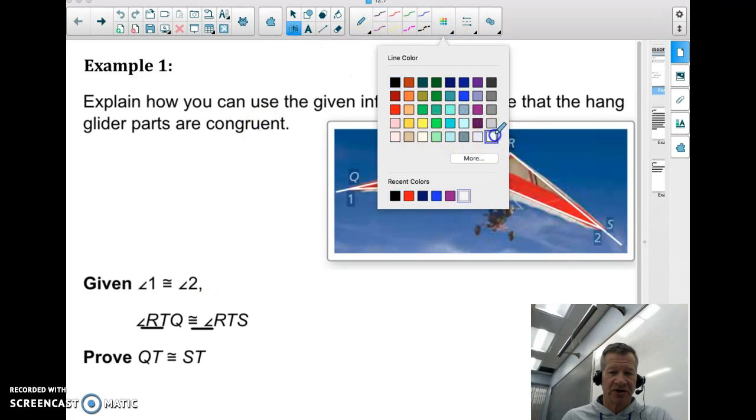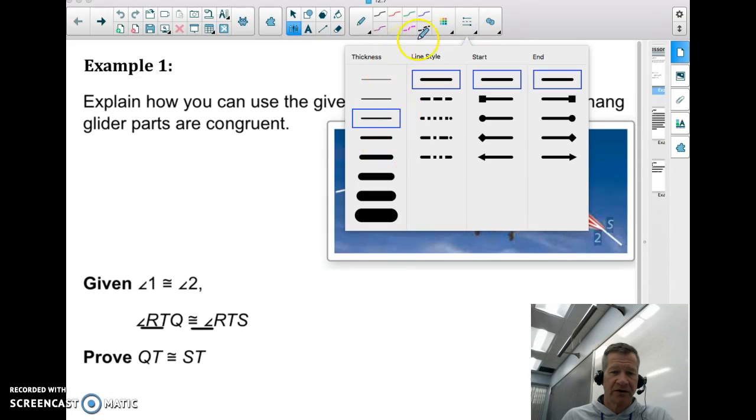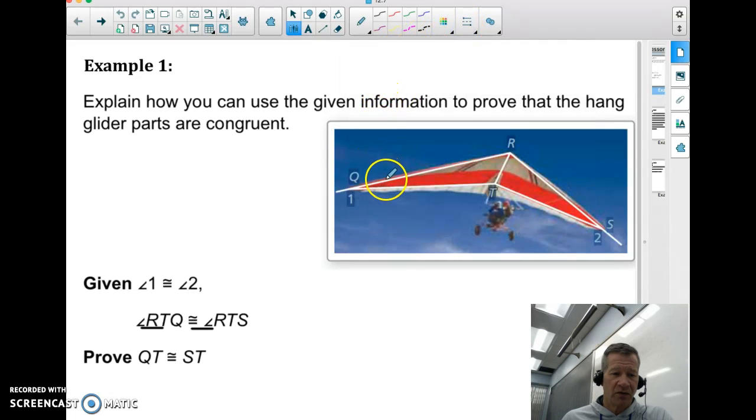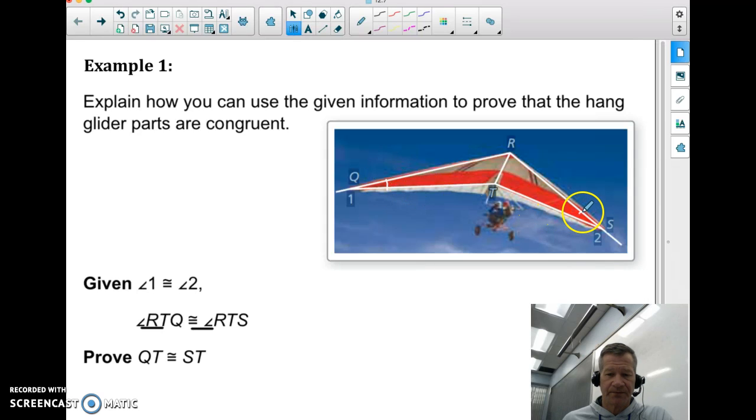So let me again try to get a little white color to write on there. If I mark that, angle 1 is congruent to angle 2, so we mark those congruent. And then angle RTQ, that's this angle right there, is congruent to RTS. So those two angles are congruent.